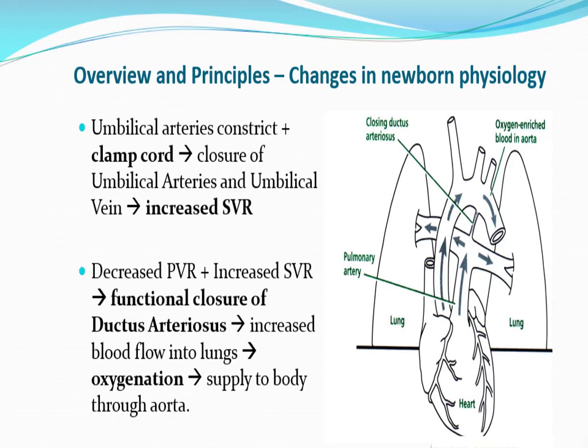The umbilical arteries will constrict and the umbilical cord is clamped. There is closure of the umbilical arteries and umbilical vein, and there will be increased systemic vascular resistance. On the other hand, decreased pulmonary vascular resistance with increased systemic vascular resistance causes functional closure of the ductus arteriosus, which increases the blood flow into the lungs, and there will be improvement of oxygenation and supply to the body through the aorta.